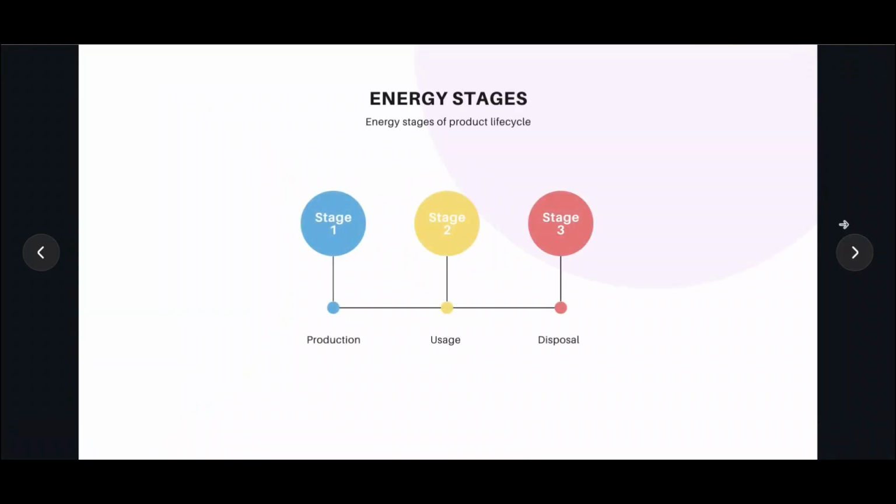So first of all, I've broken up the product life cycle into three distinct stages to assess energy consumption. Stage 1 is production, stage 2 is usage, and stage 3 is disposal. Notice I've color-coded them. That is arbitrary. Those colors are not important, except they will be consistent throughout this presentation.